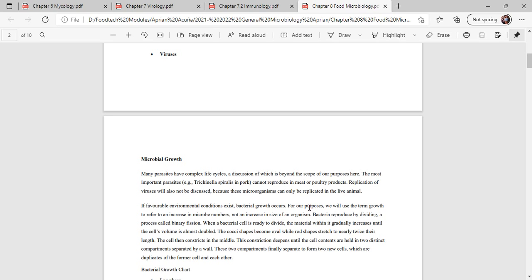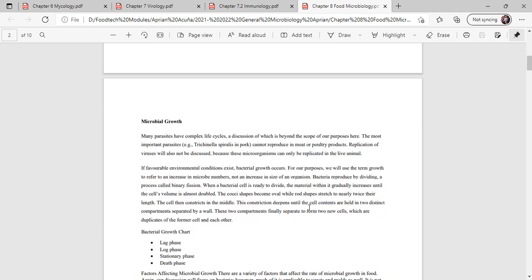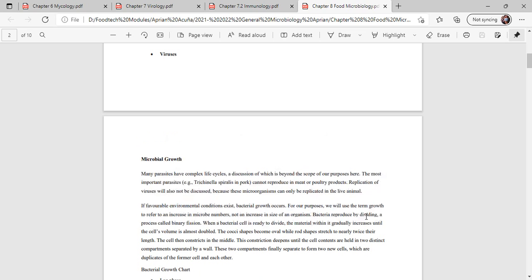The most important parasites are Trichinella spiralis, okay, in pork, which cannot reproduce in meat or poultry products. Their replication, and the virus replication, will also not be discussed because these microorganisms can only be replicated in living animals. Okay, if a favorable environmental condition exists, bacterial growth occurs. For our purposes, we will use the term growth to refer to the increase of microbes, or microorganism numbers, not an increase in the size of the organism.